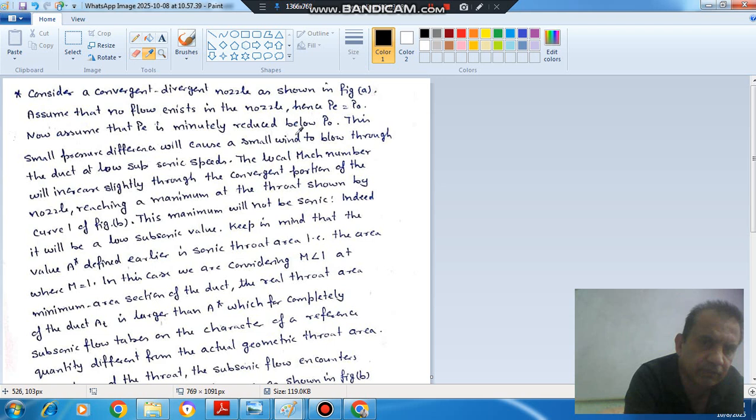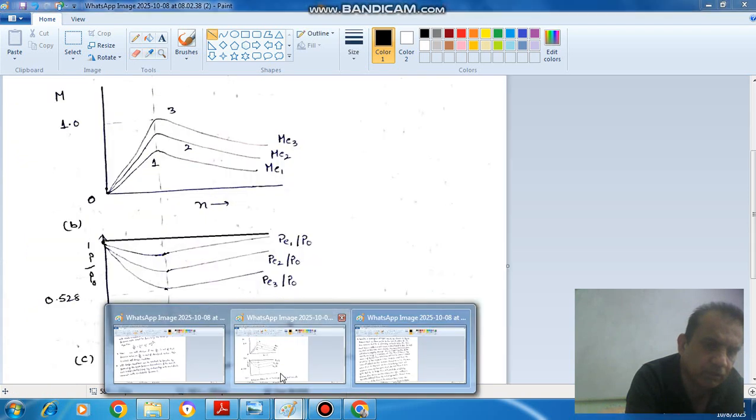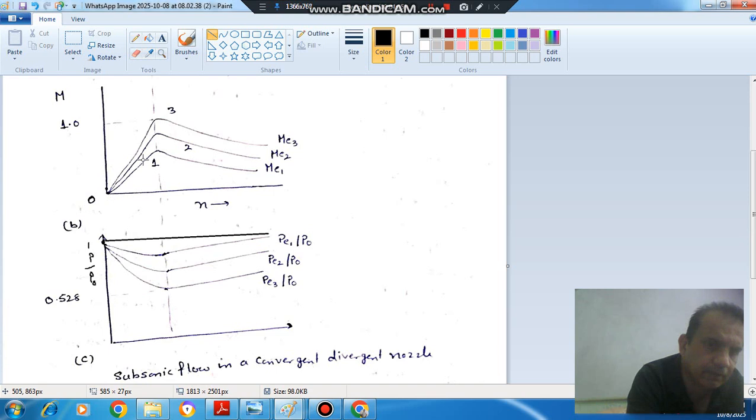Now assume that P is minorly reduced below P naught. This small pressure difference will cause a small wind to blow through the duct at low subsonic speeds. Okay, because pressure is reduced minorly, so the speed will be low subsonic speed. The local Mach number will increase slightly through the convergent portion of the nozzle, reaching a maximum at the throat shown by curve 1 of figure B. This maximum will not be sonic. So here the local Mach number will increase up to the throat, but this will not be sonic.